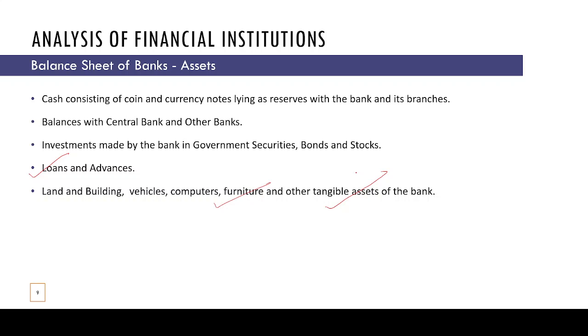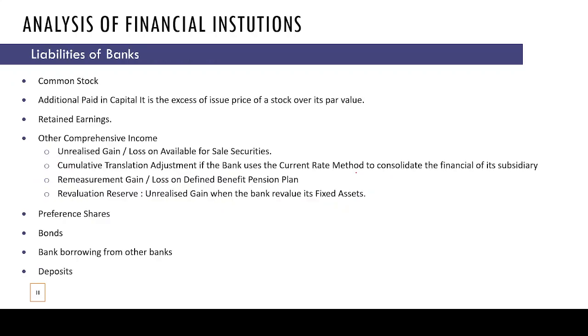This is what you're going to see on the asset side of the balance sheet, right? So these are the likely items that you are going to see on the asset side of a bank's balance sheet. Then we move on to the liability side, which is common stock. Next is your additional paid in capital, which is the excess of issue price over par value of a stock. So in India, we sometimes call it share premium.